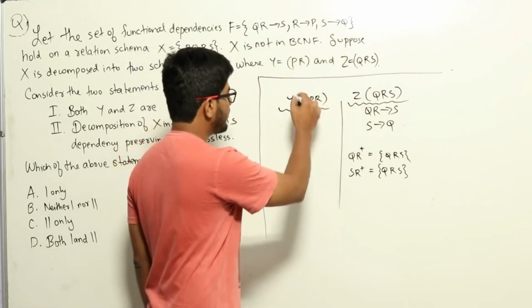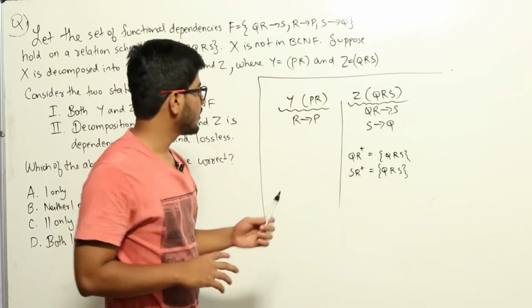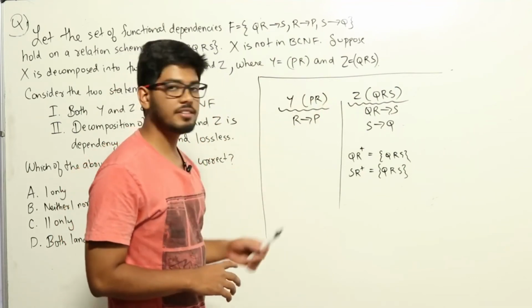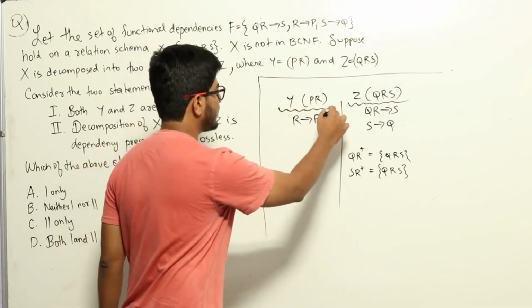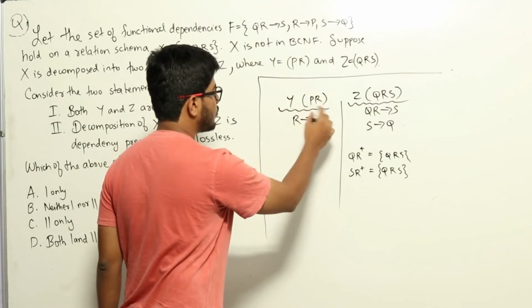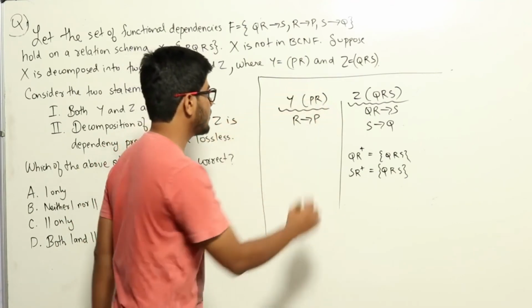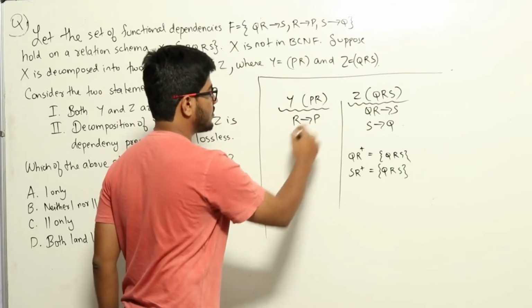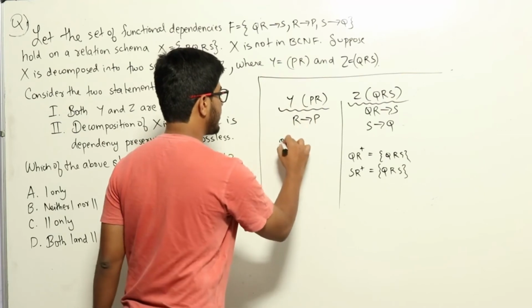Now let us see if Y is in BCNF. A schema is in BCNF if every functional dependency is of the form super key to something else. Now in this schema, R is the super key because R gives P and R is only two columns here. So R is the super key, R gives P satisfies super key to something else condition. So this is in BCNF.